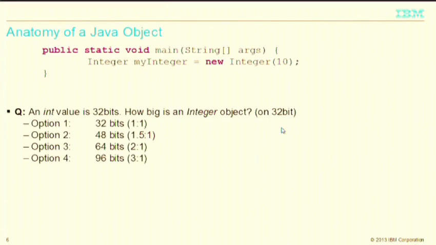So who thinks it's 32 bits, the same size as the int? Okay, 3 or 4 people. Who thinks it's 48 bits, so 1.5 times the size of the int value? Anyone? A couple? Who thinks it's 64 bits, so twice the size? We've got a few more. And who thinks it's 96 bits, so 3 times the size? That's probably about a third of you.